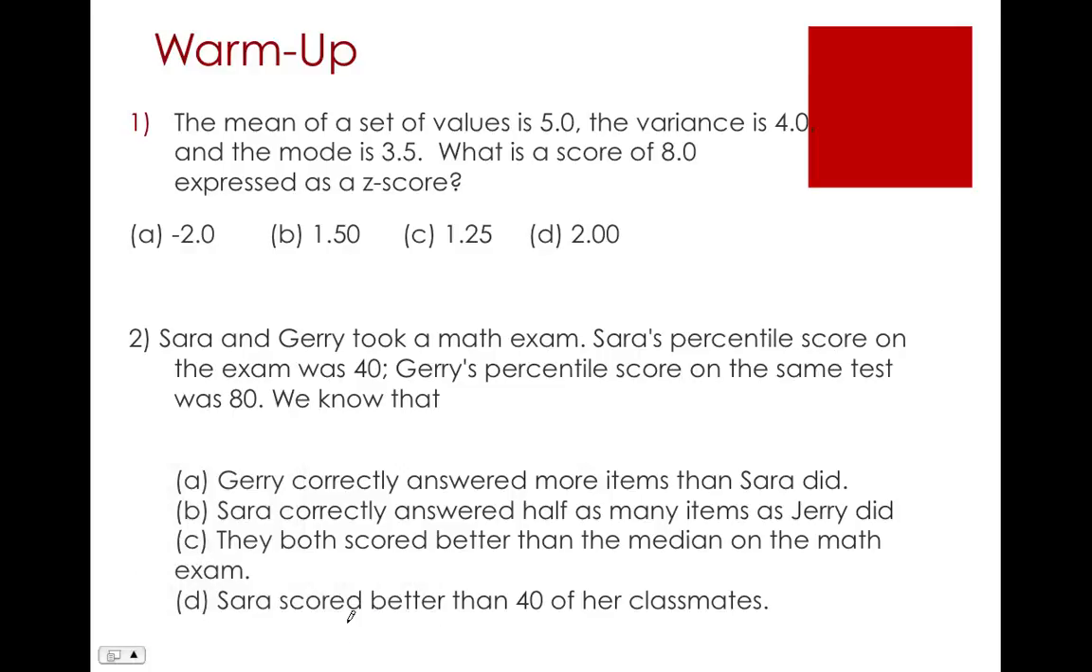The first one says that the mean of a set of values is 5, so the mean is 5. The variance is 4, and the mode is 3.5. What is the score of 8 expressed as a z-score?